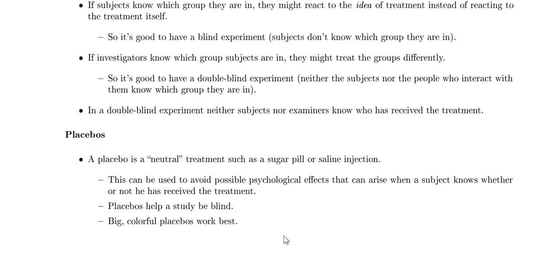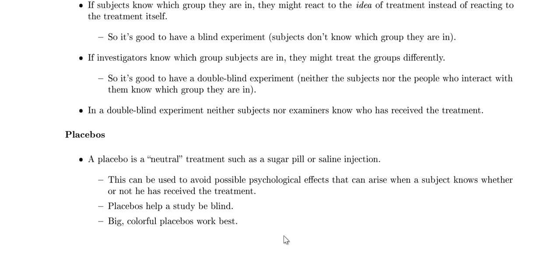And finally, a placebo. A placebo is a neutral treatment, such as a sugar pill or saline injection, that doesn't do anything. And this is used to avoid possible psychological effects that can arise when a subject knows whether or not he has received the treatment. Because oftentimes just thinking that you're getting help will make you feel better.